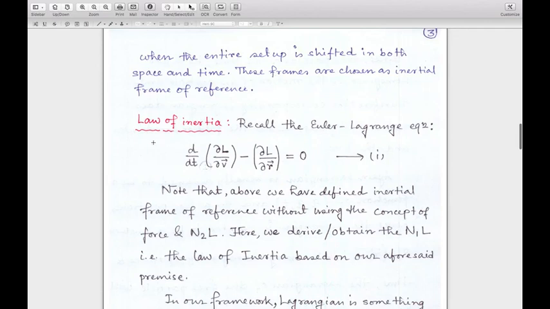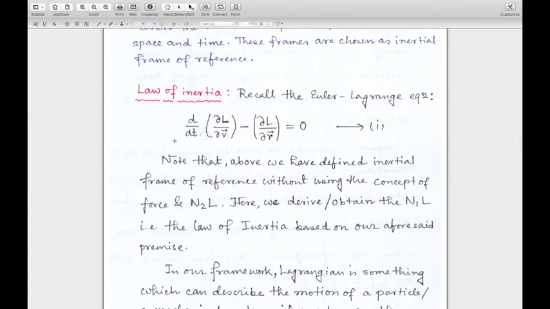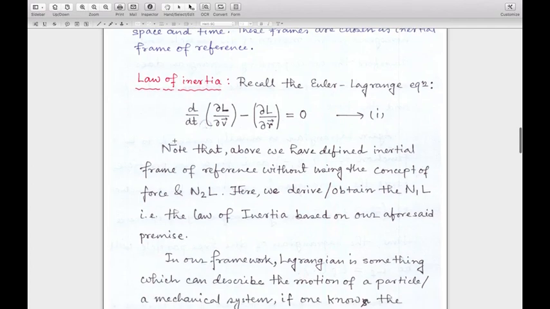Now, how do we obtain the law of inertia without using Newton's laws, or without stating Newton's law in its usual form? How do we get this coming from the Lagrangian? So first recall the Euler-Lagrange equation, this one: d/dt of ∂L/∂v vector, minus ∂L/∂r vector, is equal to 0. This is nothing but the partial derivatives with respect to every component of velocity, minus the partial derivative with respect to r vector.